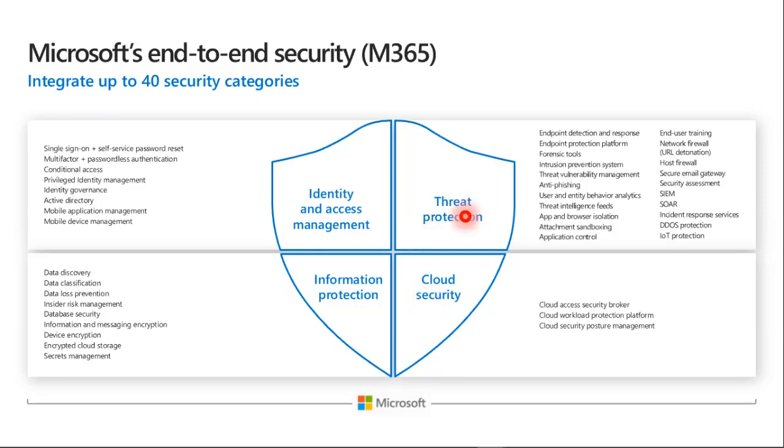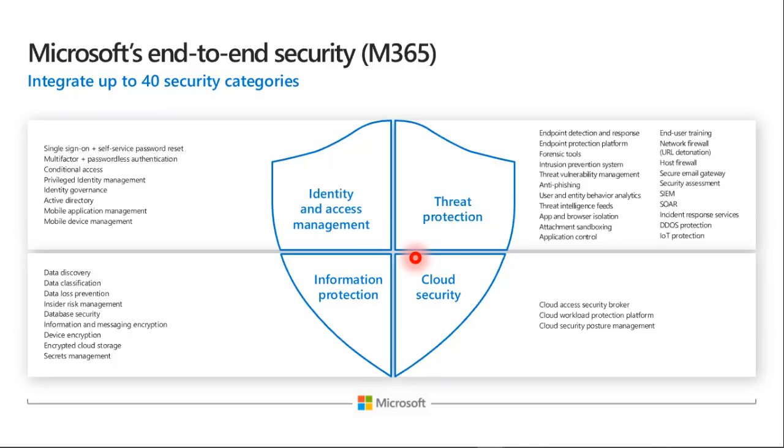And as you can see here, and I want to go through all of it, but we integrate up to 40 security categories: anti-phishing, threat intelligence feeds, DLP, device encryption, you name it. This is what M365 brings to the table. This is how we can get you to a Zero Trust mindset from an identity perspective.